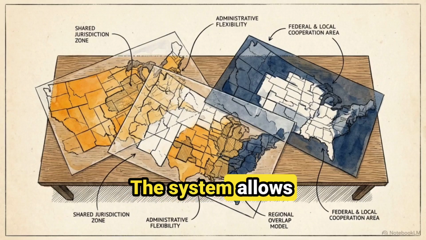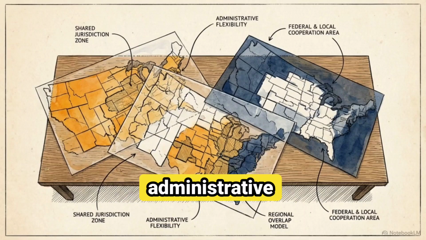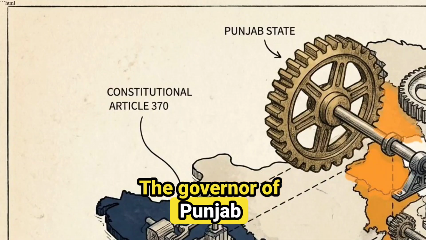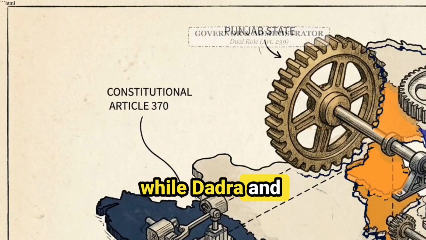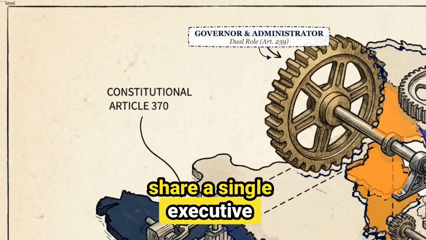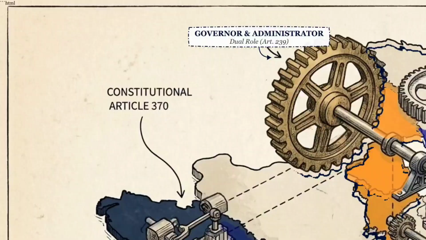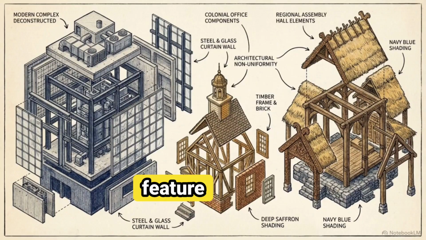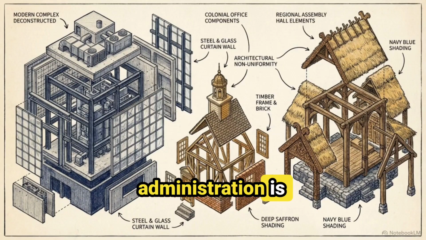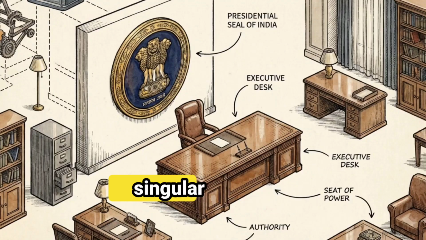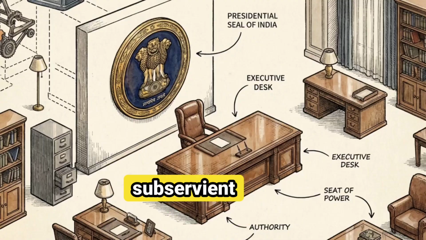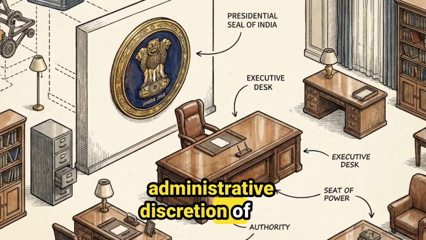The system allows for highly flexible administrative overlaps. The governor of Punjab concurrently acts as the administrator of Chandigarh, while Dadra and Nagar Haveli share a single executive administrator with Daman and Diu. The defining architectural feature of Union Territory administration is deliberate constitutional non-uniformity. Avoiding a rigid, singular structure ensures these territories remain entirely subservient to the immediate administrative discretion of the president.